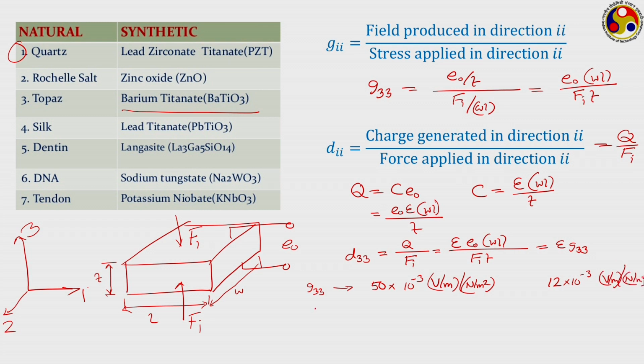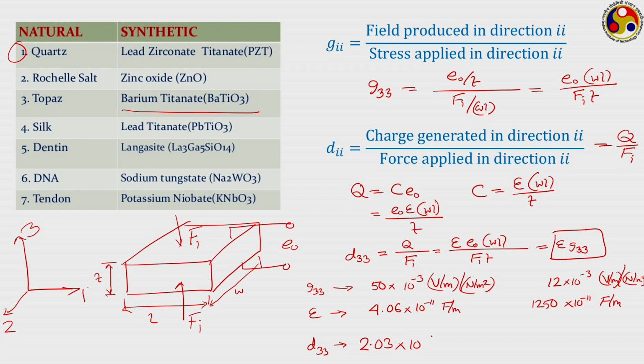So, this is G, and epsilon, the dielectric constant for quartz, is 4.06 into 10 to the power minus 11 farad per meter, whereas it is much larger in case of barium titanate, it is 1250 into 10 to the power minus 11 farad per meter. So, you can easily calculate the value of D33, because D33 will be just a product of these two quantities.